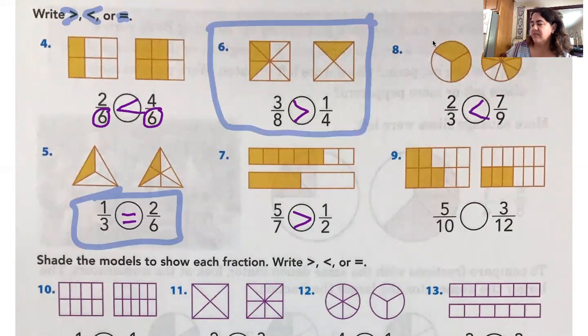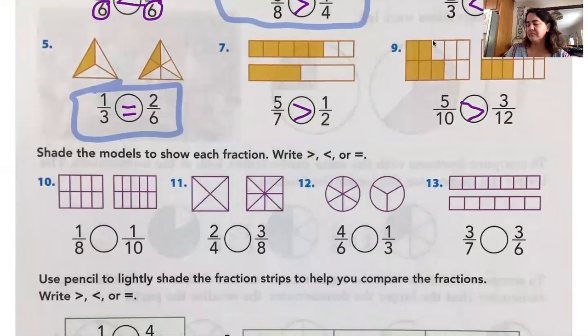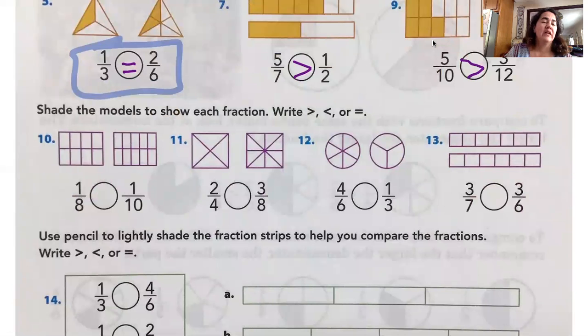7/9. Very good. And finally, friends, we're looking at 5/10 and 3/12. Which one is greater? 5/10. Excellent work. Now it's your turn. We get to shade the models to show each fraction, and then we have to write greater than, less than, or equal to. So 1/8. Here's 1/8, color it in.